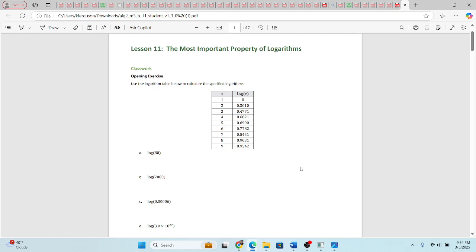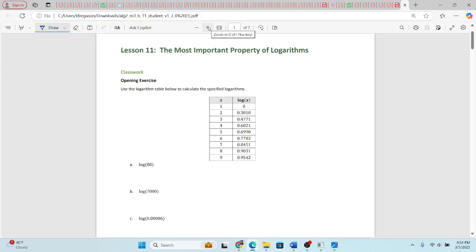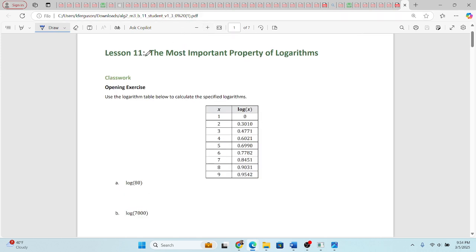Okay, and here we are one more time. So we're looking at Module 3, Lesson 11, the most important property of logarithms, right? The most important property of logarithms. Use the table below to calculate. Let's make this a little bigger, why don't we? Okay, use the table, the logarithm table, to calculate the specified logarithms.